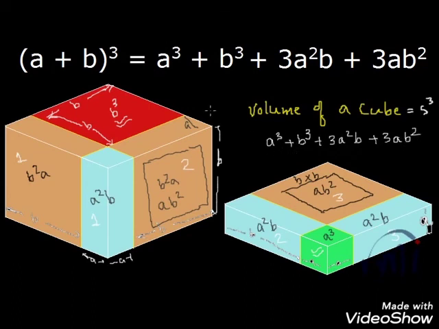So the total volume of a cube which has one edge equal to A plus B, the volume of the cube can be found by using this formula, which is A cube plus B cube plus 3A square B plus 3AB square. So we have found it using the volume of a cube or cuboid, right? And this is also one easy way to understand this formula.